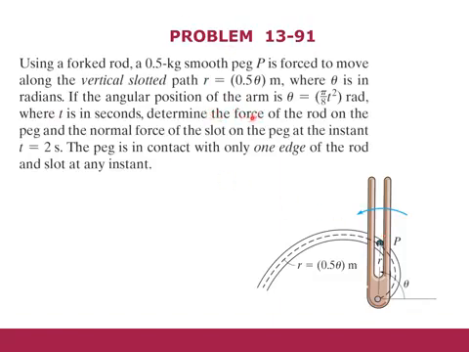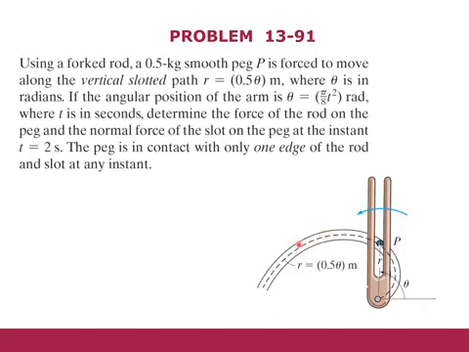we have to determine the force of the rod on the peg and the normal force after 2 seconds, and the peg is in contact with only one edge of the rod and the slot at any instant. So this means that when this cylinder moves in this path, then either it is in contact with the upper surface or the lower surface.